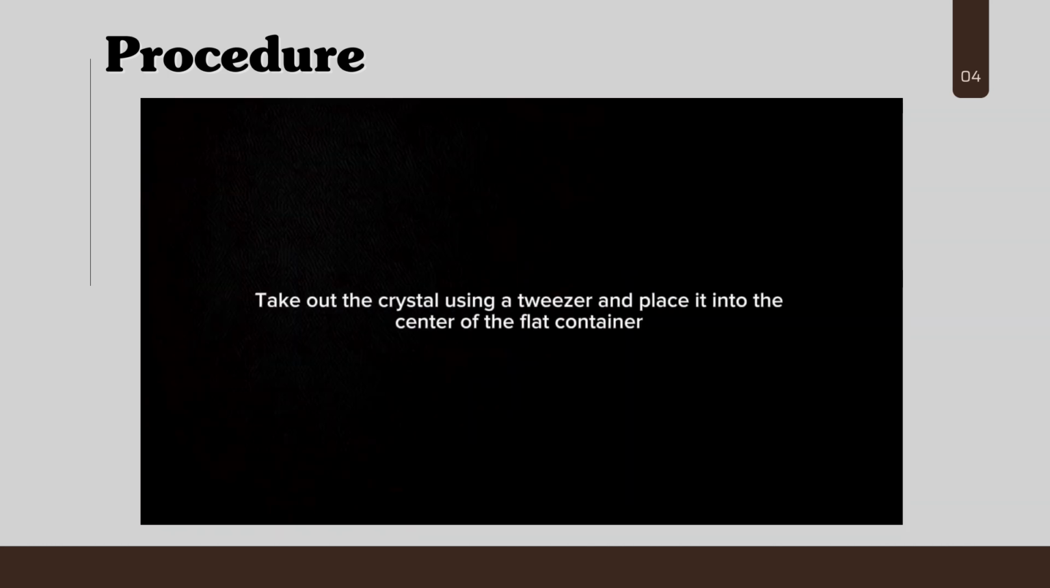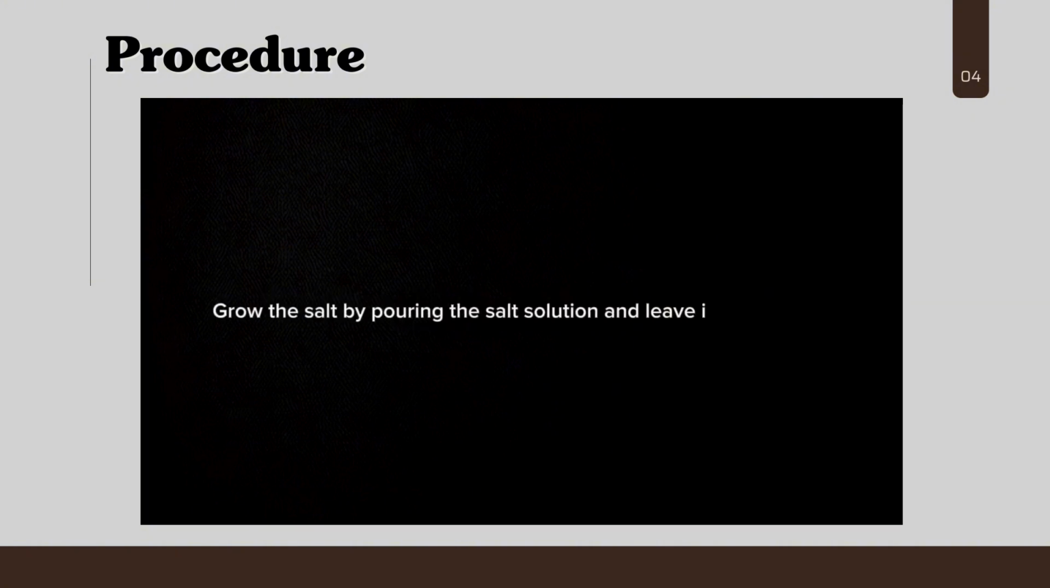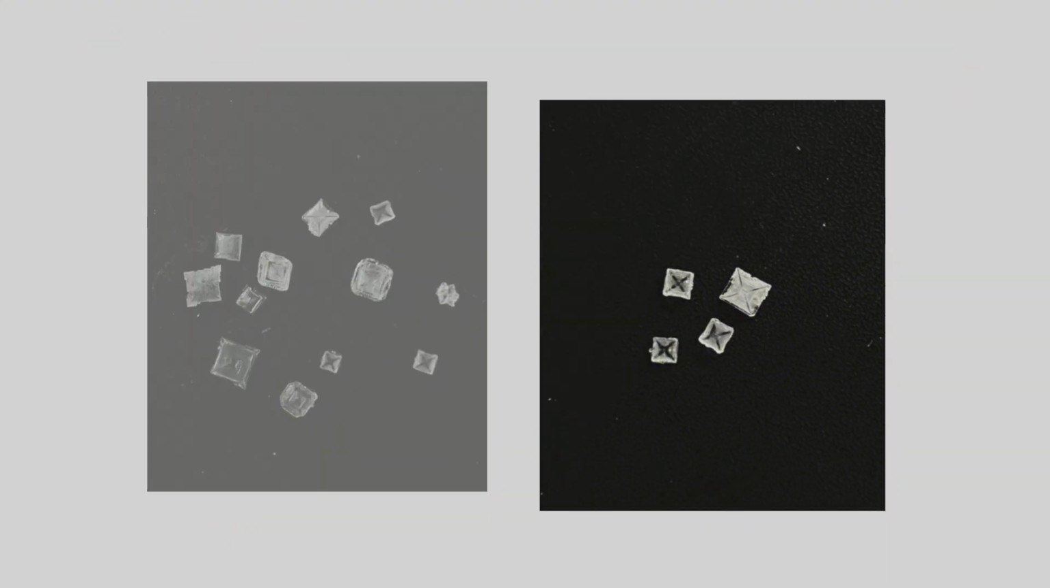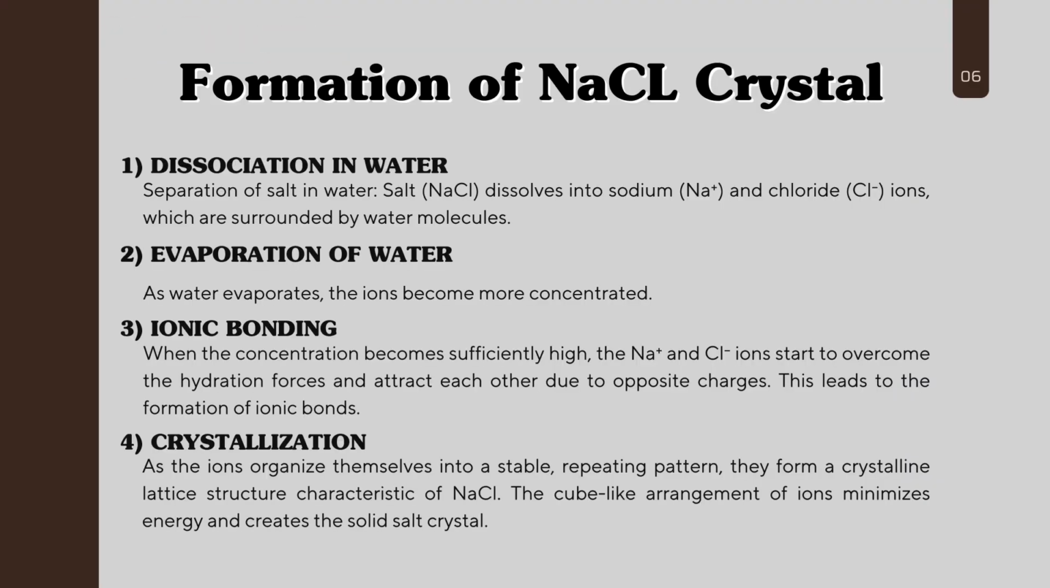Take out the crystal using a tweezer and place it in the center of a flat container. Grow the salt by pouring the salt solution and leave it to evaporate. After a few days, the crystal looks like this, and this is the close-up version.